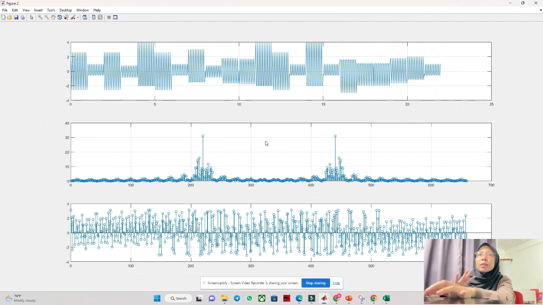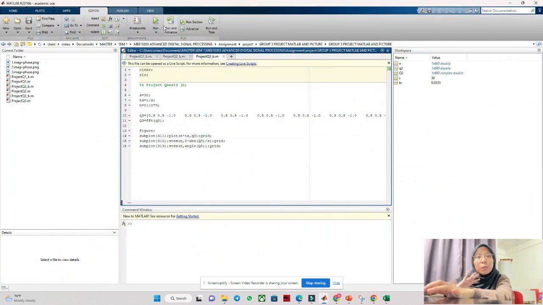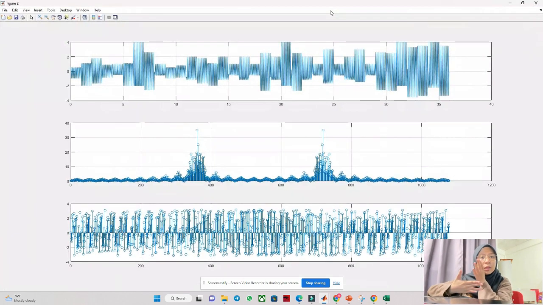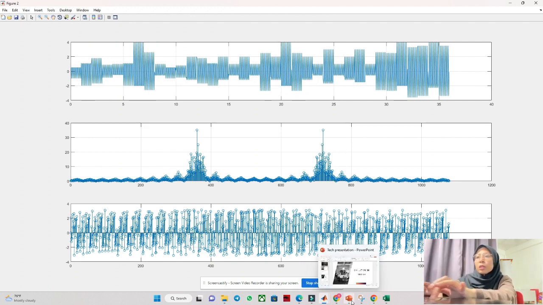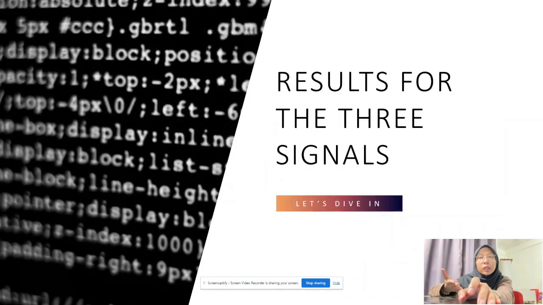Next is question 3, which is UTHM produce professional. Here we get a result like this, and as we know, signal 3 has the most data, around 1000 until 1200 samples. Next we will discuss the results for the 3 signals.